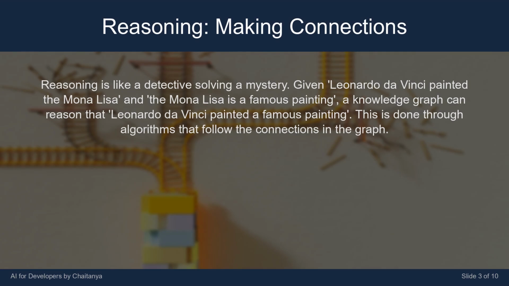Reasoning is like a detective solving a mystery. Given Leonardo da Vinci painted the Mona Lisa, and the Mona Lisa is a famous painting, a knowledge graph can reason that Leonardo da Vinci painted a famous painting. This is done through algorithms that follow the connections in the graph.